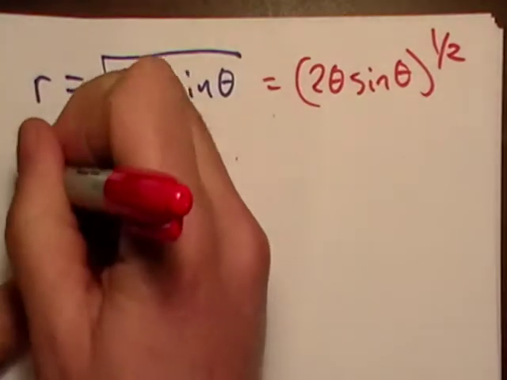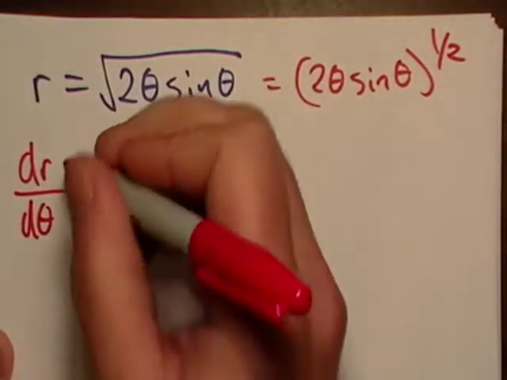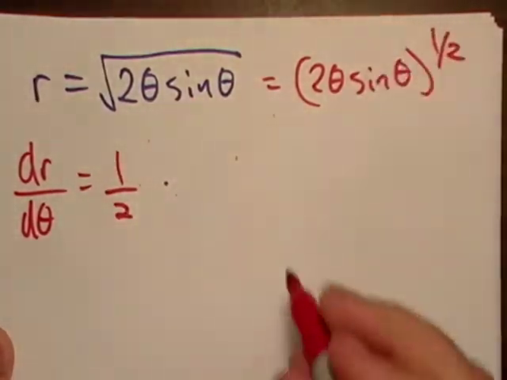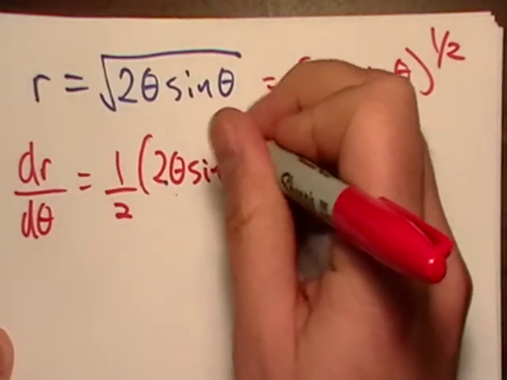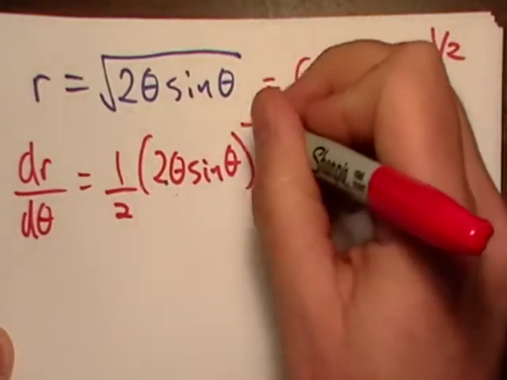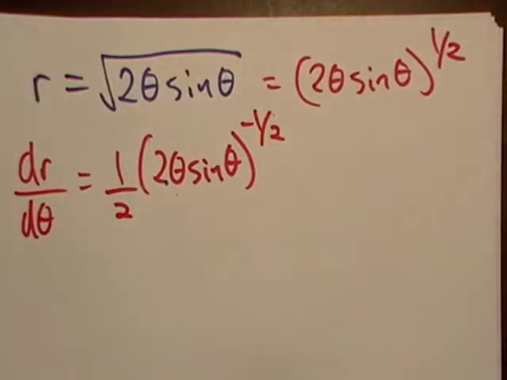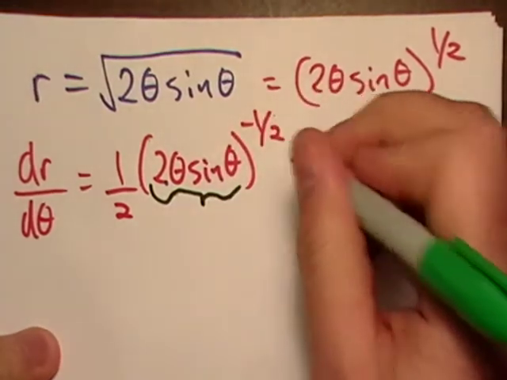Okay, so now if I want to find dr d theta, it's a little bit easier. So I'm just going to use my power rule. Remember, power rule, 2 theta. Now I wrote it out. Don't forget to use the power rule again. And now I'm going to take the derivative of this inner portion right here, and I'm going to tack it on to the rest there.